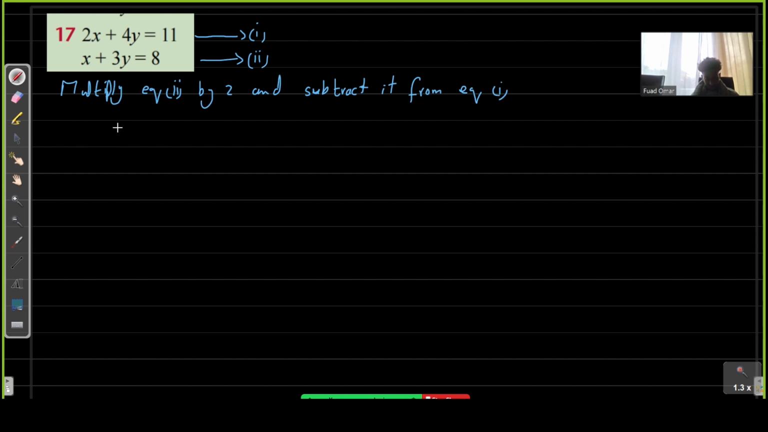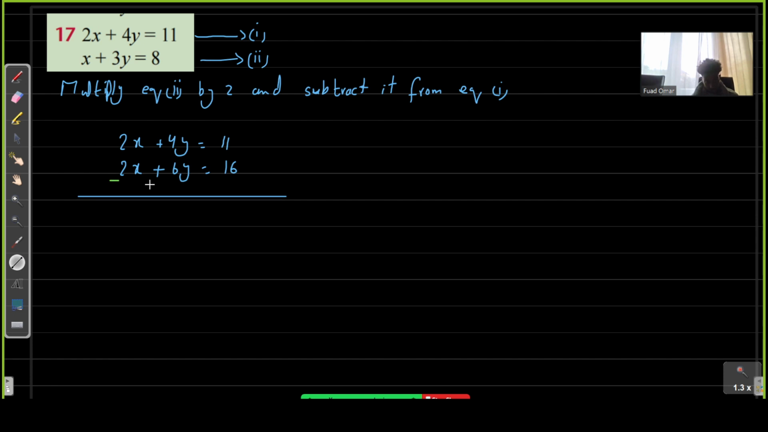So equation 1 will remain the same. It will be 2x plus 4y is equal to 11. Now I'm going to multiply equation number 2 by 2. So 2 times x is equal to 2x, 2 times 3y is equal to 6y, and 2 times 8 is equal to 16. And we're going to subtract these equations from 1.